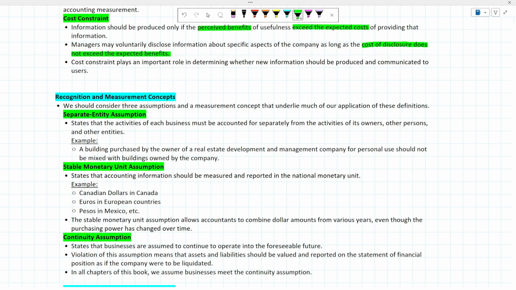The stable monetary unit assumption states that accounting information should be measured and reported in the national monetary unit. An example of this is pretty straightforward. Canadian dollars are used in Canada. Euros are used when information is being converted or shared in European countries. Same thing with pesos in Mexico, etc. So the stable monetary unit assumption allows accountants to combine dollar amounts from various years, even though the purchasing power has changed over time.